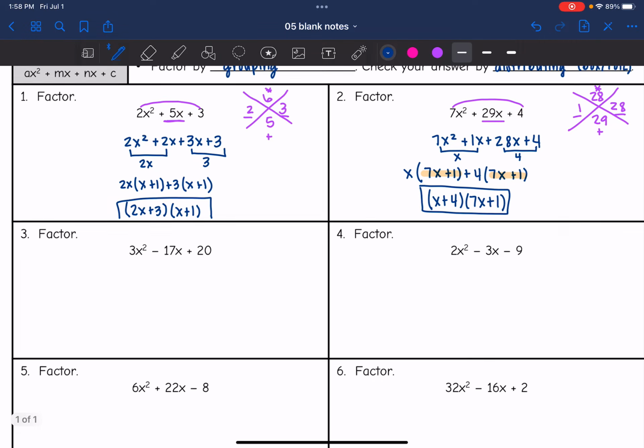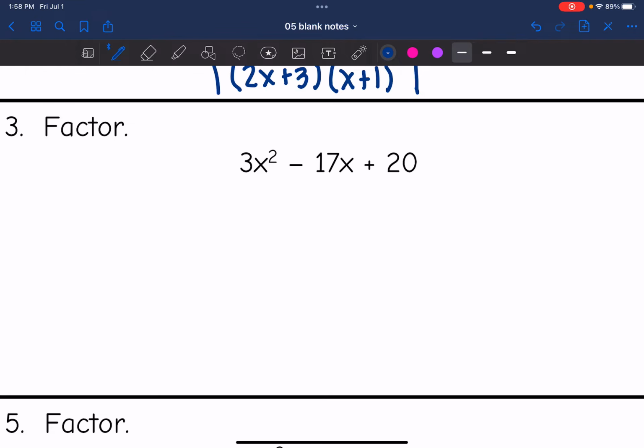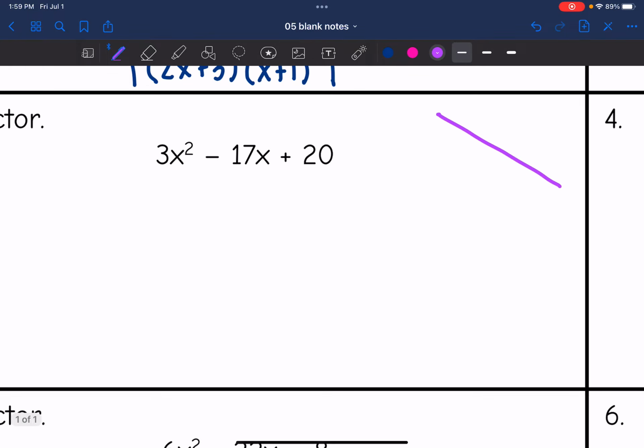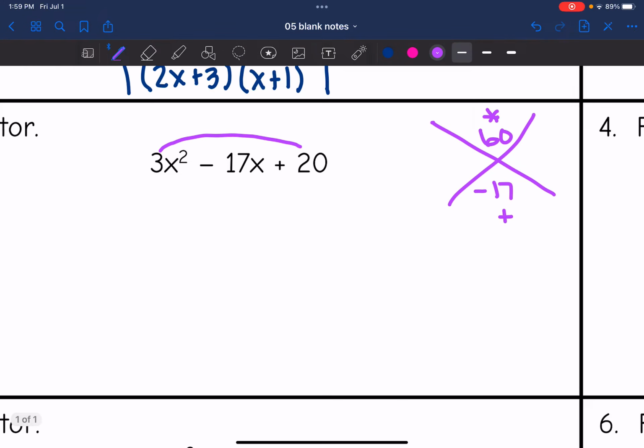All right, let's look at number 3. There's no GCF between 3x squared, negative 17x, and 20, so I can jump to trying to figure out what to split that negative 17x up into. So I need to figure out what multiplies to 3 times 20, which would be 60, and what adds to negative 17. So what adds to negative 17 and multiplies to 60? So I know it's going to have to be two negative numbers. I thought of negative 6 and negative 10 first, but that doesn't add to negative 17.